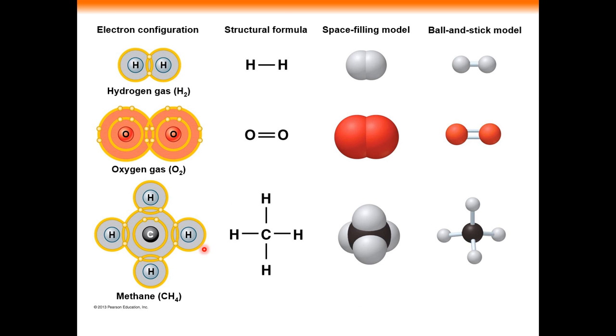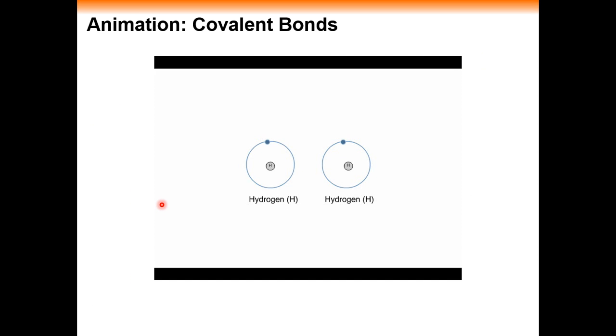So just here are some pictures of these different molecules and how they can interact. Hydrogen, oxygen, methane, and how they interact. So some of them can be really complex like this, but if you look, they all satisfy the octet rule.